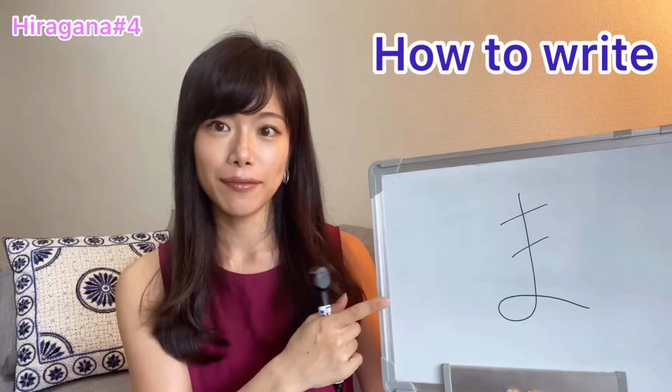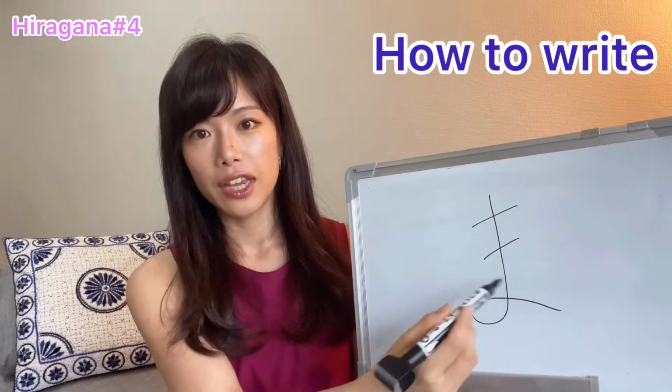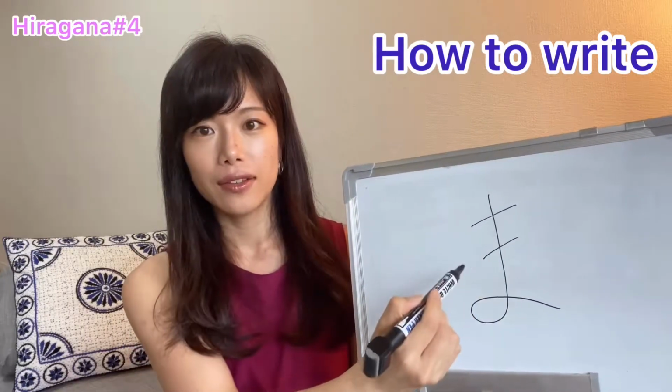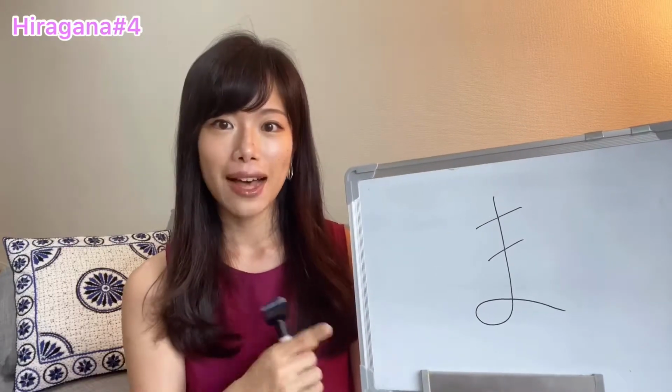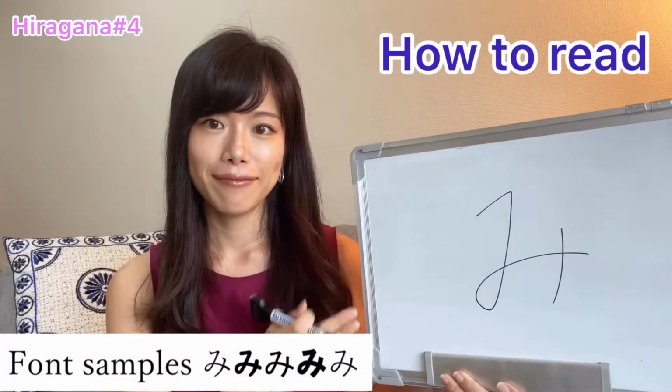How to write ma? 1, 2, 3. Once again. 1, 2, 3. Ma. Me.